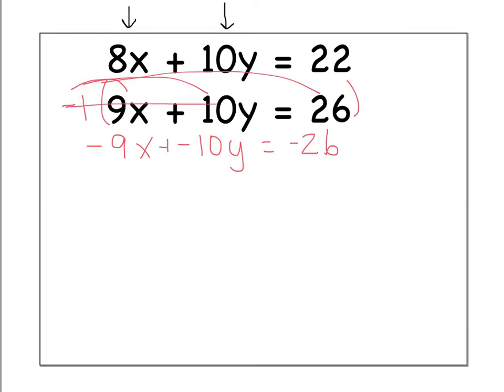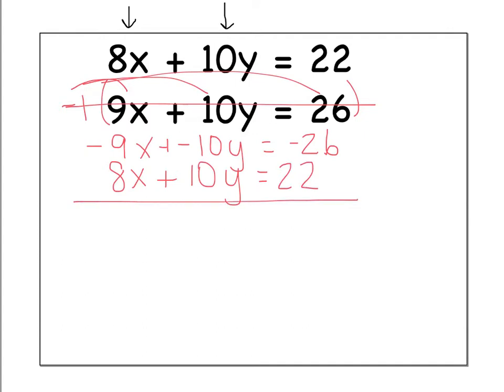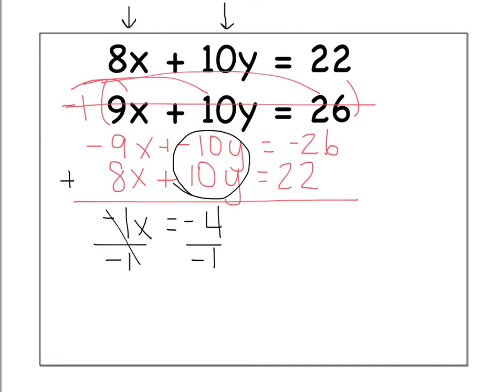I'm going to cross this out, bring down the first equation, 8x plus 10y equals 22. So now when I look at my problem, my y's have become opposites. I'm going to add these together. Negative 9x plus 8x gives me a negative 1x. My y's are opposites, so that gives me 0. And that equals negative 26 plus 22, which would be negative 4. Divide both sides by negative 1, and x equals positive 4.